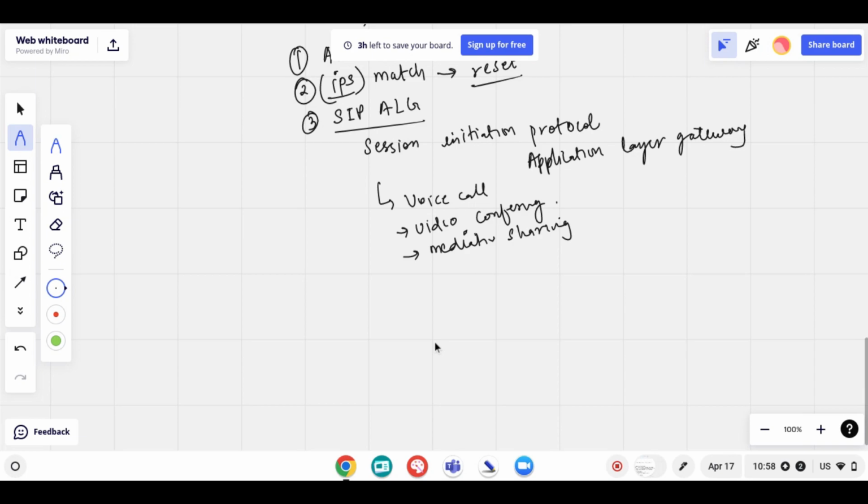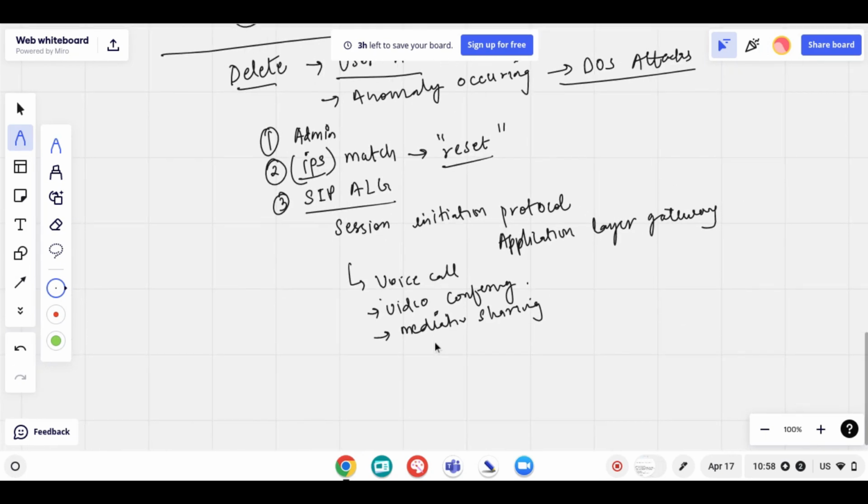Basically, there was an issue with SIPALG. Now we are discussing SIPALG. The session is deleted because when a voice call or video conferencing is there, they delete the corresponding session to prevent reuse, free up the resources, enhance security, and comply with the network protocol.